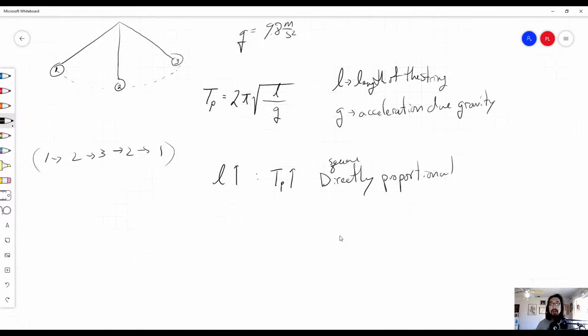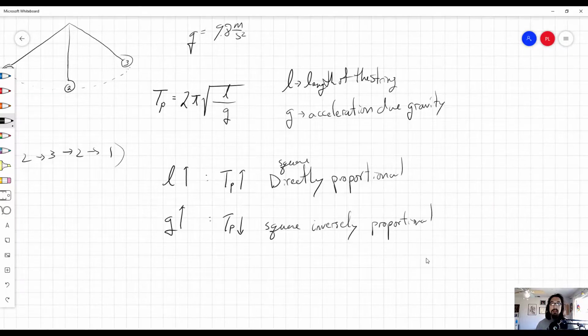Okay, and the other relationship here is the acceleration due to gravity, which is G. Now, because G, or the acceleration due to gravity, is in the denominator, we have this inverse effect. So if the acceleration due to gravity increases, then the period of the pendulum decreases, and it's a square inversely proportional relationship. Now, let's go over why this might happen.